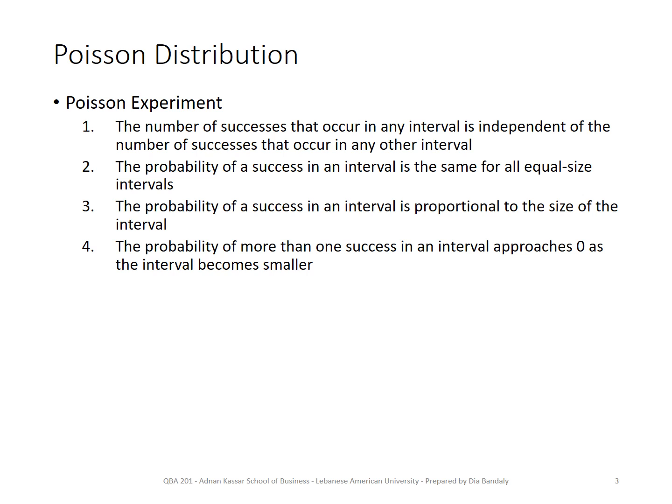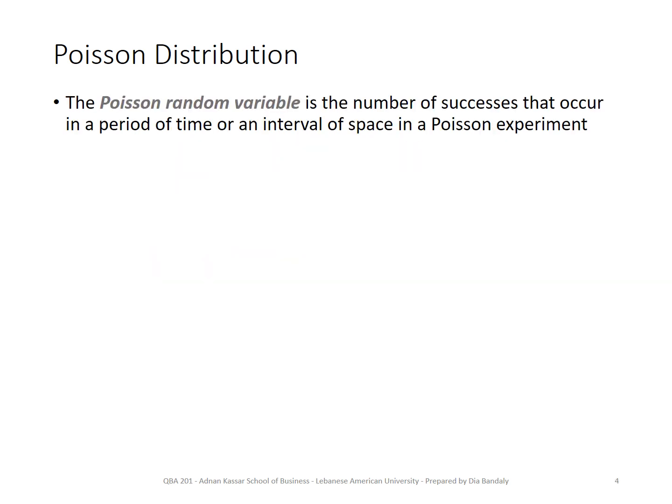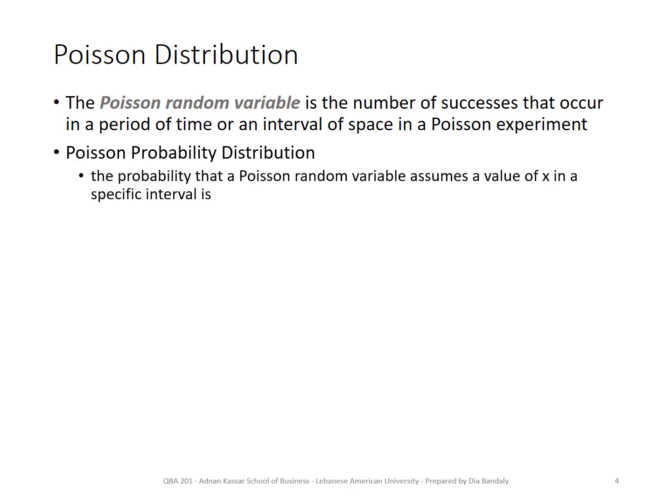So let's have some example to illustrate the use of a Poisson distribution. Okay, but before we do the example, we did not learn yet how to calculate the probability. So we said that x is our variable. It represents the number of successes or occurrences in a certain period of time or space. So this variable is discrete.